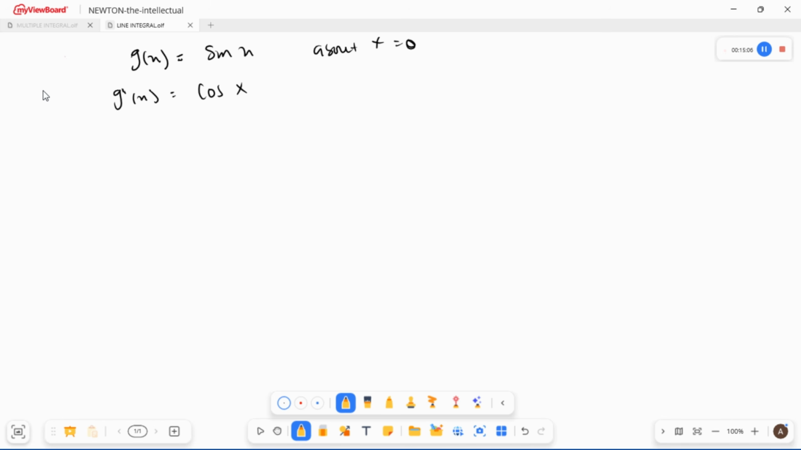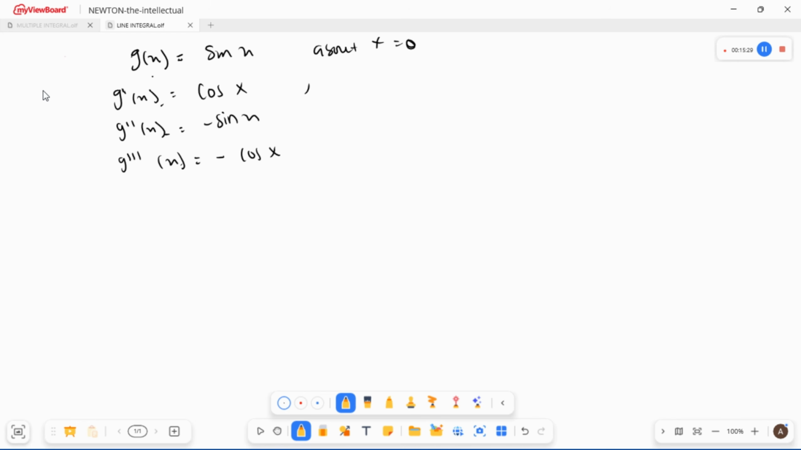So this is cos x. We have g prime prime of x, and this gives us minus sine x. Then we have g prime prime prime of x, which is going to give us minus cos x. So we have 1, 2, 3, 4 values, and then we stop here, right? We stop at the four terms, so we stop here and then we just apply our formula.